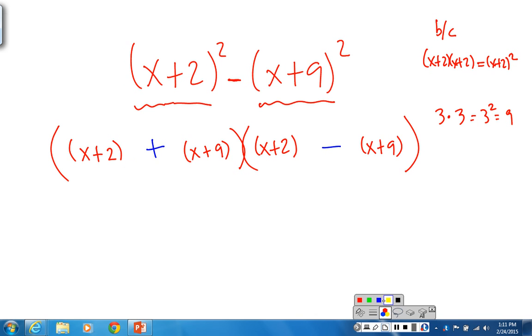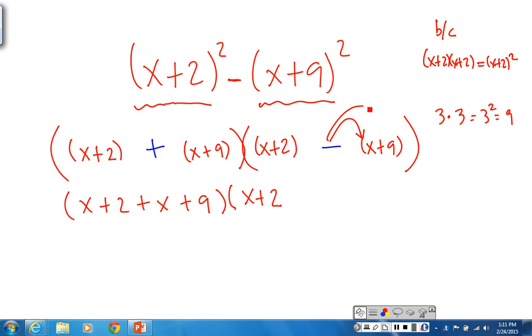Alright? So you have x plus 2 plus x plus 9 here. So I'm dropping the parentheses, and it did not affect the sign because there's a plus sign here. However, in this parenthesis we have x plus 2. Signs will be affected because there is a negative, a minus sign here, and you have to distribute the negative 1. So because of that, it becomes negative x minus 9.